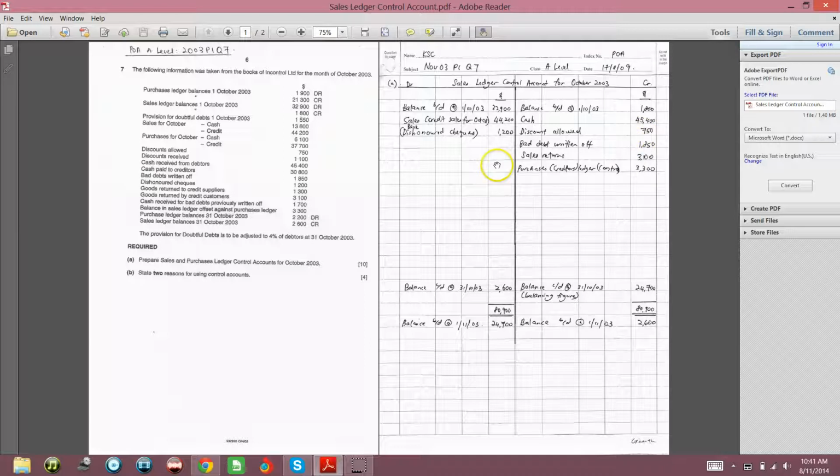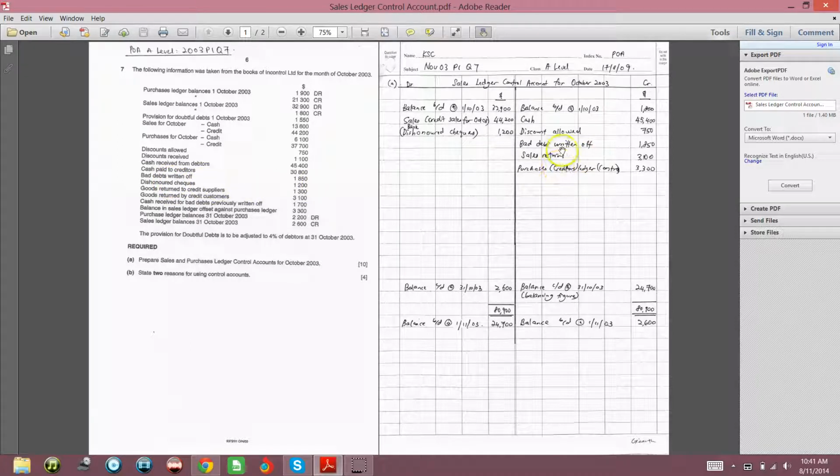Okay, so then cash received from debtors 45400. If my debtors pay me cash, they will owe me less money. So put it on the credit side. Credit side will reduce the debtors balance. The other account is cash. Cash paid to creditor, nothing to do with debtors; discount received and cash paid to creditor, nothing to do with debtors.